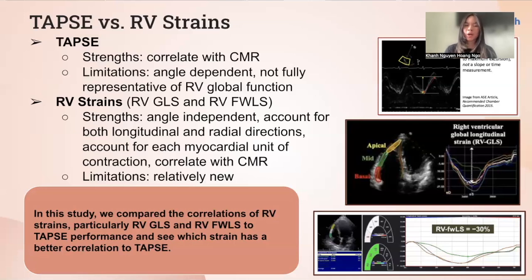And so in our research project today, we compared the correlations of RV strains, particularly RVGLS and RVFWLS, to TAPSE performance and to see which strain has the better correlation to TAPSE.